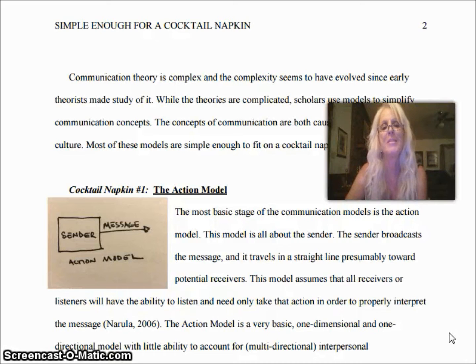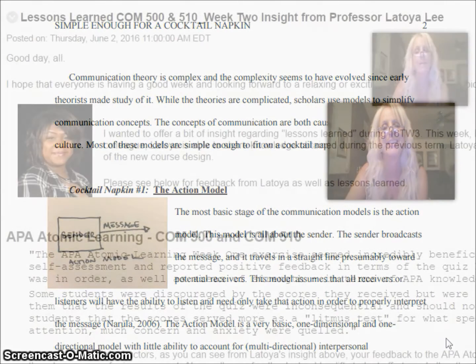One of the key components of the lessons learned approach was the ability to share examples of superior student work from the previous term. This allowed us to share insight with our instructors, who in turn shared these examples with their students. Here you see an example of a BuzzFeed listicle created by one of our students in 16TW3.